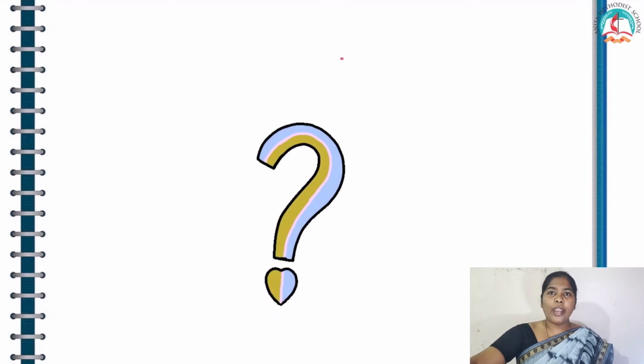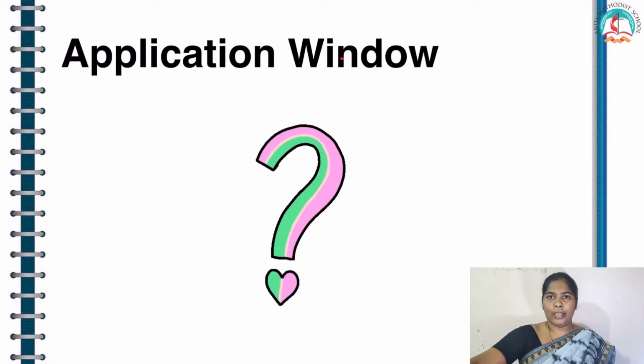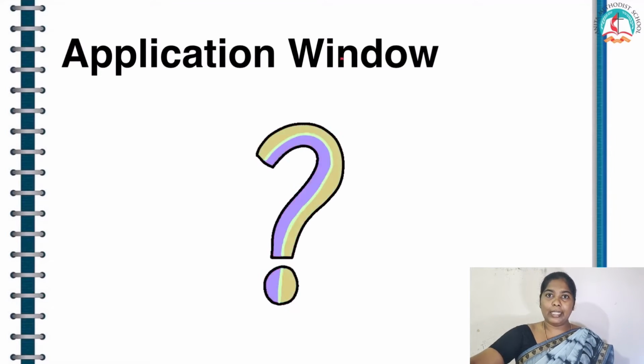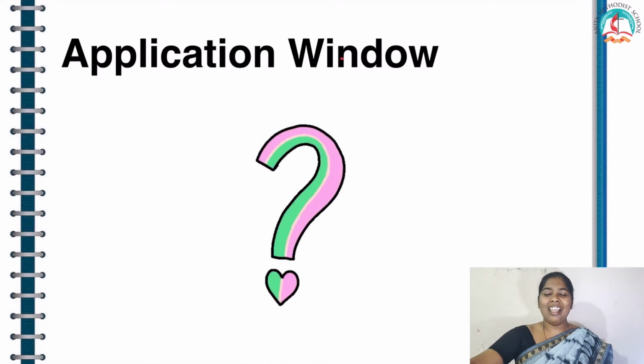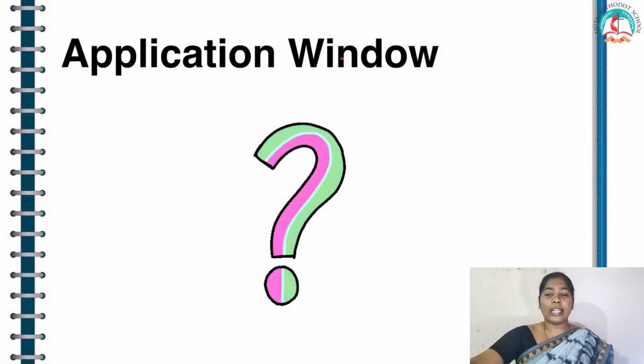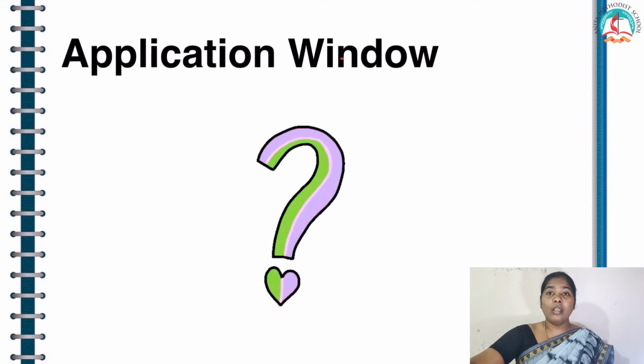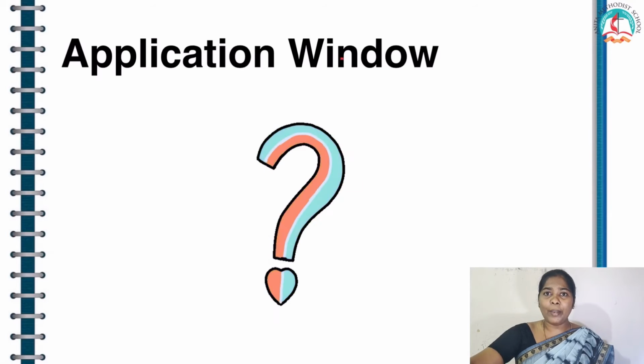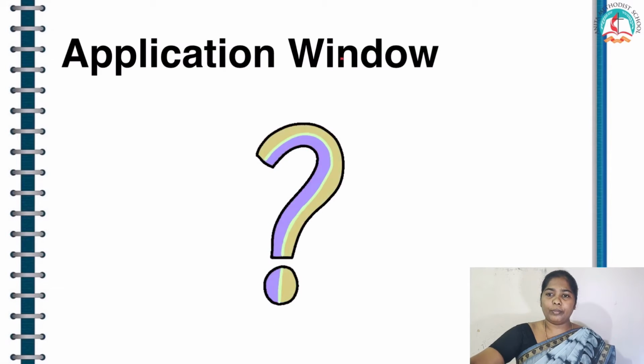Now, next we are going to see what is an application window. I said there are two types of window. So what is an application window? From the name you know what an application is. Can you give me some examples? Yes, Word, Excel, PowerPoint, calculator, notepad, all those things that we are working with are called applications. So now we are going to see what is an application window.